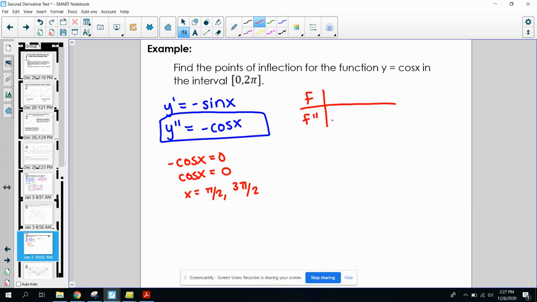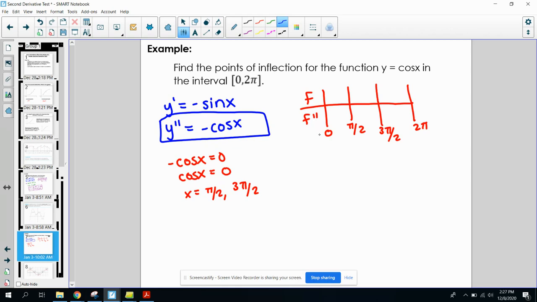Since I have a closed interval, I'm going to have 0 as my starting point. I have pi over 2, then I have 3 pi over 2, and then I have 2 pi. So just like before, what we're going to do is just pick values that are within these intervals and plug them into the second derivative and check for the sign.